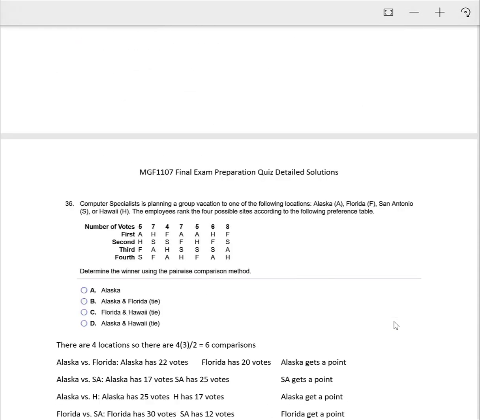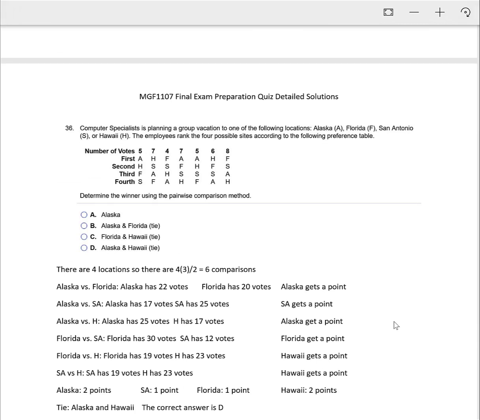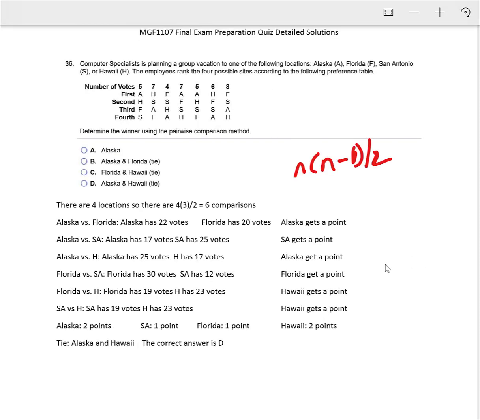And then continuing down, on this one, we're going to do the pairwise comparison method, and we have 4 locations, so there's going to be 6 comparisons using that formula for the number of comparisons, which is n times n minus 1 over 2. And so I went ahead and I did the comparisons down here. You can check my calculations here, but I came up with Alaska with 2 points, San Antonio 1 point, Florida 1 point, Hawaii 2 points. So we've got a tie between Hawaii and Alaska. Correct answer is D.